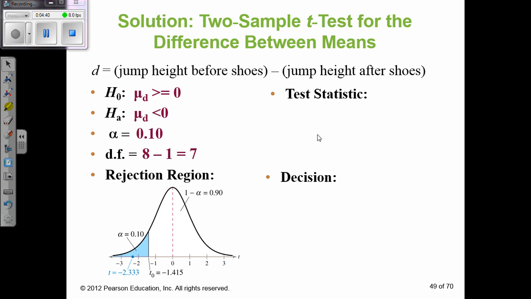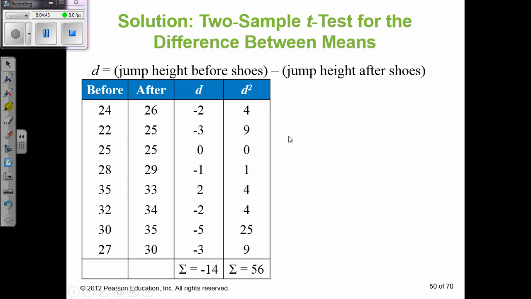Now we need to calculate the test statistic. The easiest way to do this is to set up the before height jump, and then the next column is the after, sample 2's data, after they use the strength shoes. Then we calculate the difference. 24 minus 26 is negative 2. 22 minus 25 is negative 3. 25 minus 25 is 0. Then we're going to do another column where we square these differences. Negative 2 squared is 4. Negative 3 squared is 9. 0 squared is 0. Negative 1 squared is positive 1, and so forth.